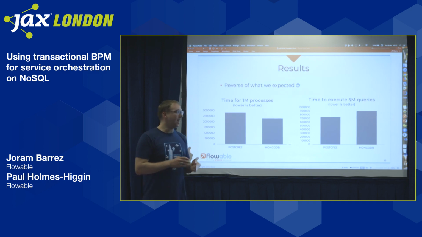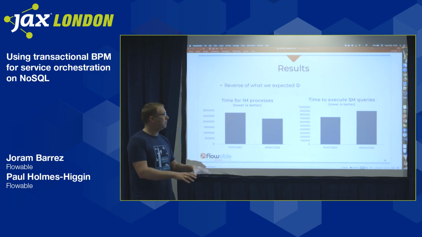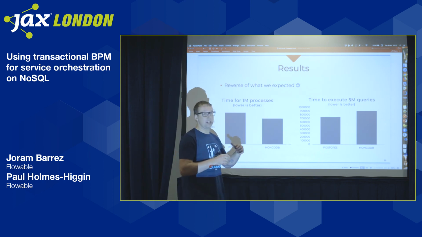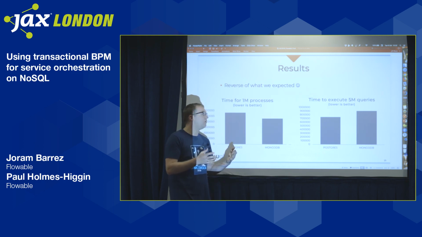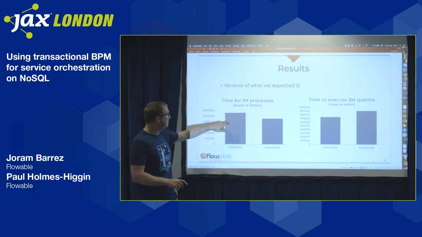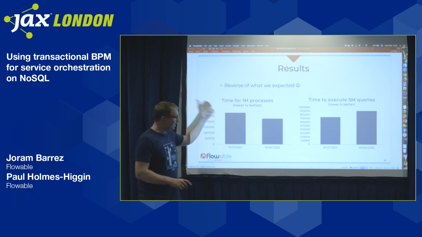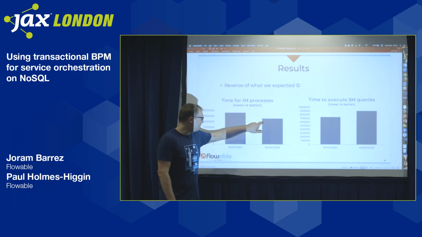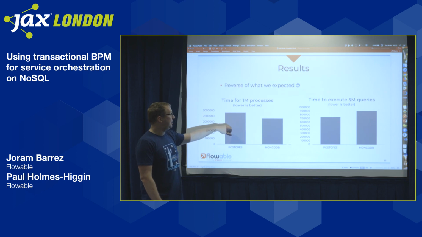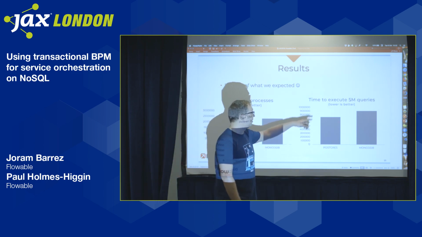But what was strange is that when we were testing locally and discussing it amongst each other, we were thinking, okay, the relational database is going to be quicker in inserts, and MongoDB is really going to shine when it comes to querying, because that's what MongoDB is known for, right? Well, it was completely the opposite. So low is better here. This is the time in milliseconds to insert 1 million process instances with the 8 threads that we were having. So basically, MongoDB was faster in inserting these, and Postgres was actually faster in doing 5 million queries.